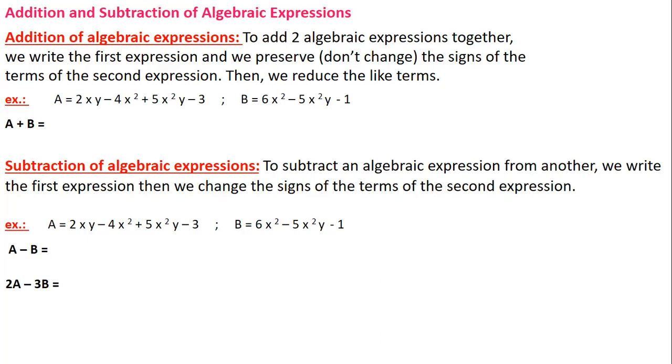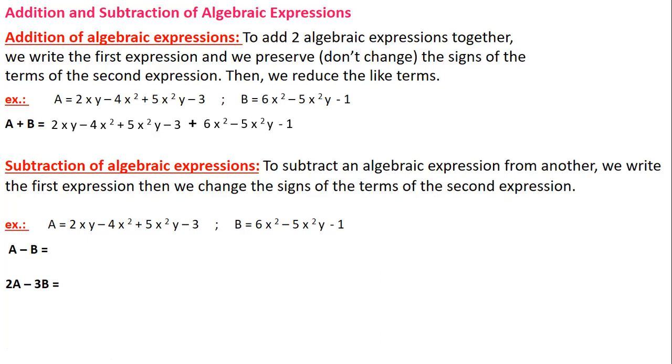For example, I have the algebraic expression A and the algebraic expression B. We should calculate A plus B. What does the rule say? We write the first expression, so in place of A, we write its algebraic expression. We preserve, do not change, the signs of the second algebraic expression because in front of it here we have a plus. So we write A as it is, then we write plus the algebraic expression B as it is.